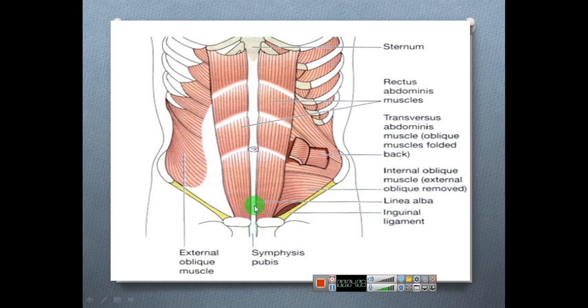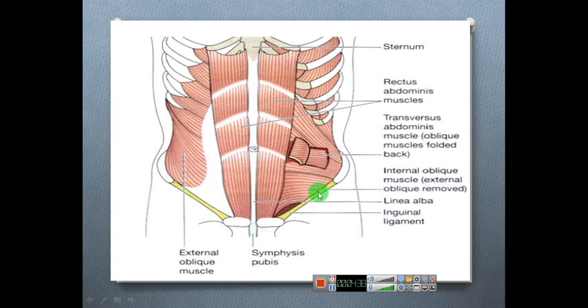Earlier I have mentioned that this is the inguinal ligament. This is the symphysis pubis. This is the external oblique muscle. After removing the external oblique, we can see the internal oblique muscle. This is the inguinal ligament, where some hernias, inguinal hernias, occur in this area.